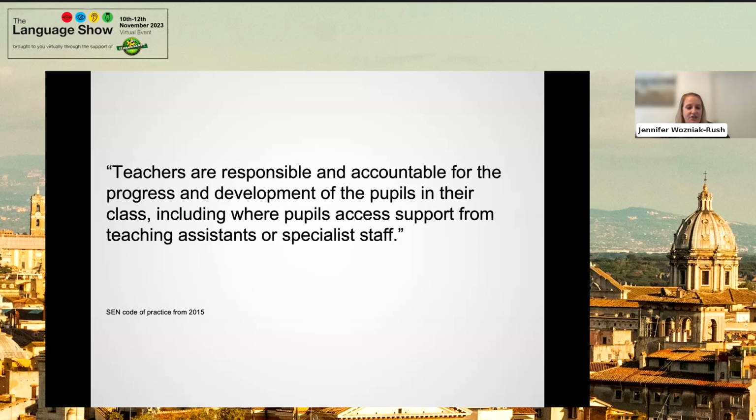And as teachers, this is our responsibility to ensure that all our pupils, including those with SEND, achieve the best they can, but most importantly, are given the same opportunities as others. Why should they have fewer opportunities than the other pupils? All teachers are teachers of SEND. And as the SEN Code of Practice from 2015 stipulates, teachers are responsible and accountable for the progress and development of the pupils in their class, including where pupils access support from teaching assistants or specialist staff.